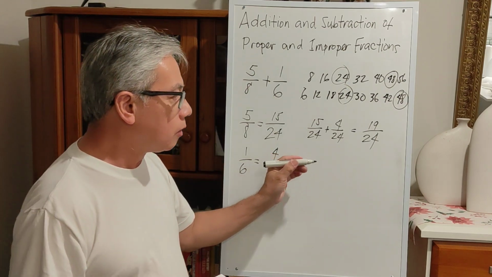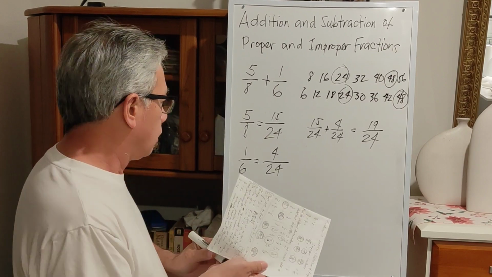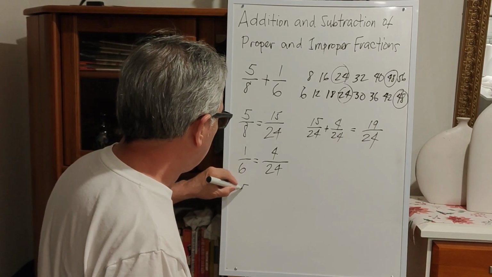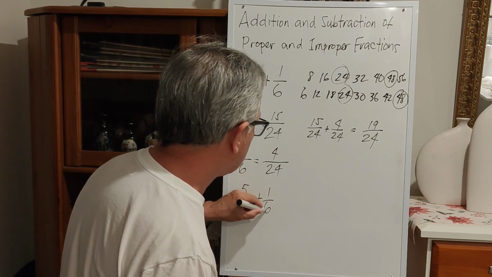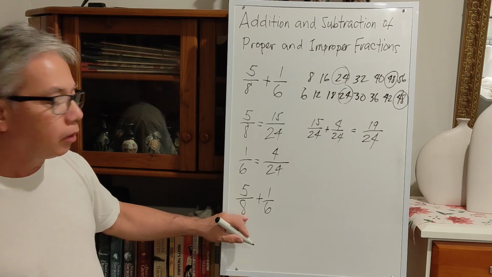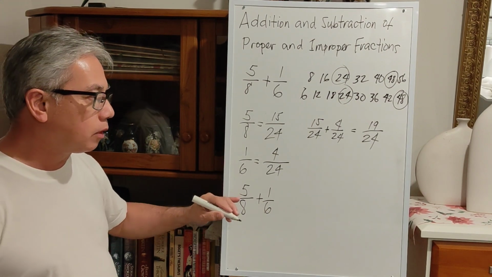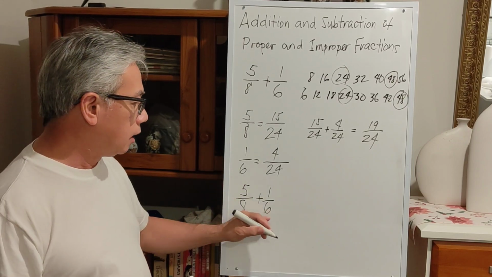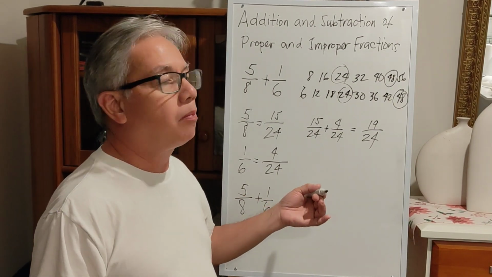And now we can make it shorter. So to make it shorter, we'll just copy this: 5/8 plus 1/6. To get the common multiple of this one, we call that the least common denominator or least common multiple. There's a shortcut to find the common multiple of 8 and 6. I call it the LCD or LCM Sieve.